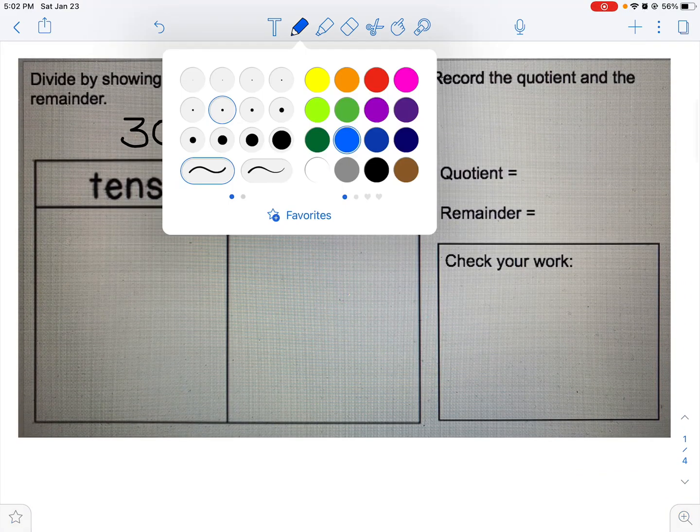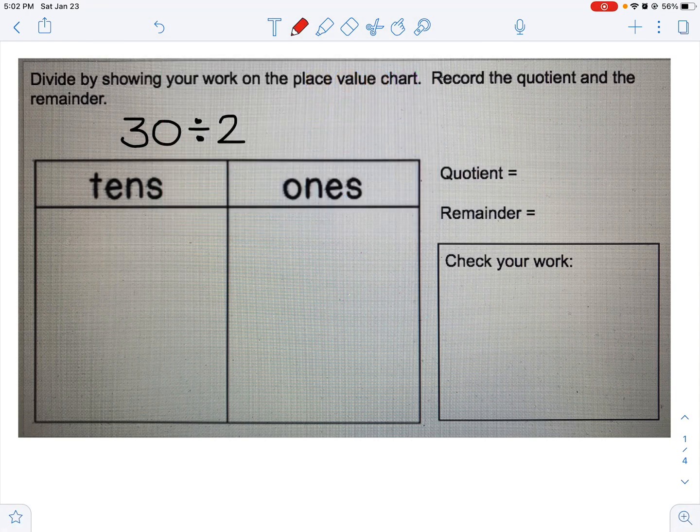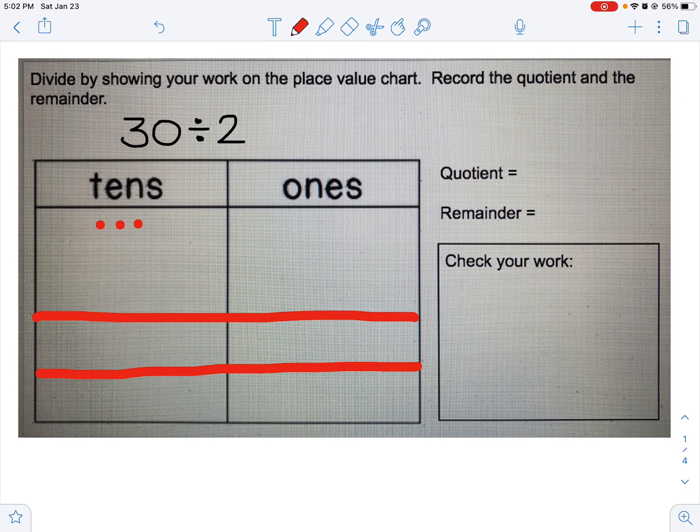Here we have a very similar problem, except this time, instead of 3 divided by 2, it's 30 divided by 2. So I'm going to start by showing my 30. I'm going to draw my nice 2 rows at the bottom to be able to parcel it out. I'm going to go ahead and start parceling. I'm going to take 1 ten, it goes here, 1 ten goes here. Now, here is my issue. I have 1 ten that's left over, and it doesn't go equally into those rows. So what am I going to do?